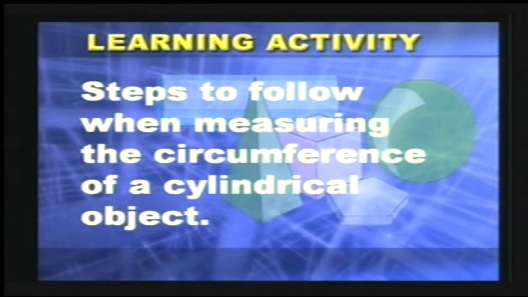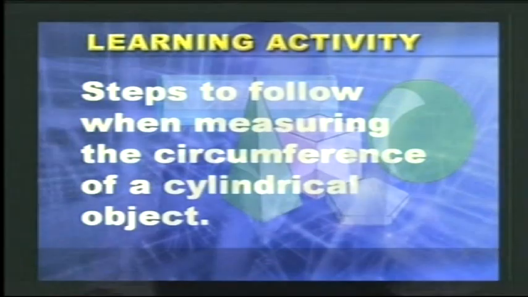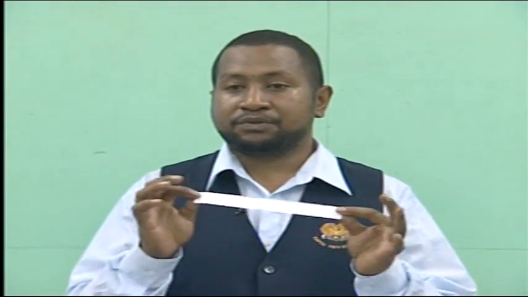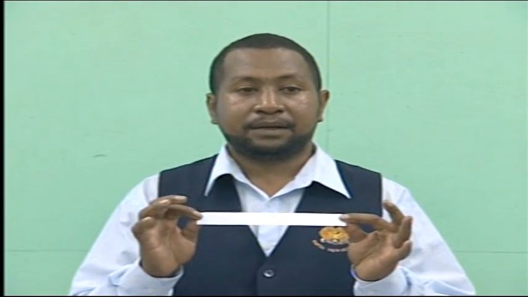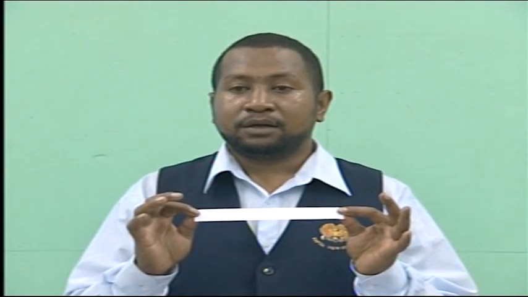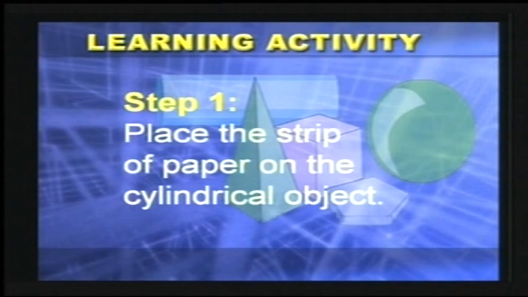Now, 70s and receiving students, before we go on to the first step, I would like you to have a strip of paper like this. Strip of paper. Ready? And then we'll move on to step number 1. Step 1. Place the strip of paper on the cylindrical object.